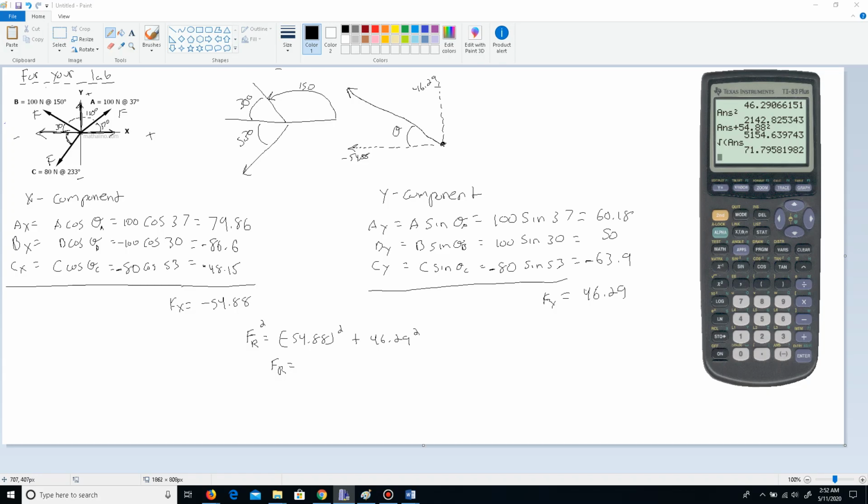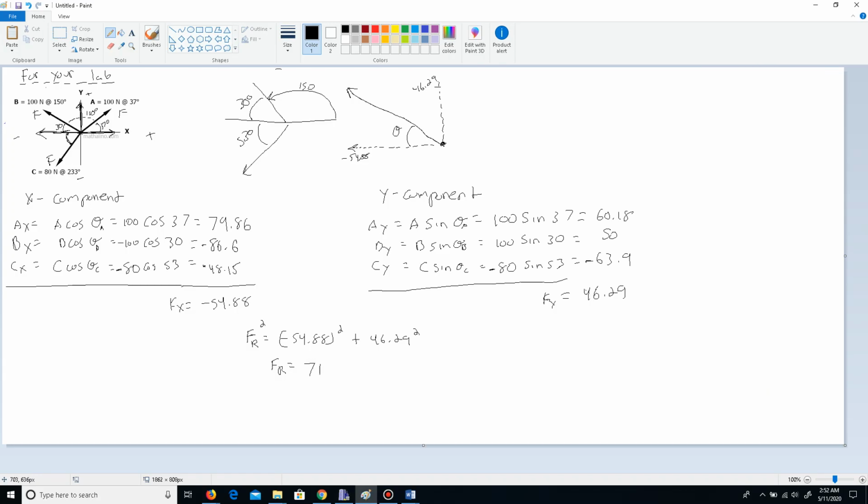.79, so 71.8 newtons. Okay, it's newtons because all of these numbers are going to be newtons because we're dealing with forces at this point. Now, like I said, every vector you want to find your angle. It doesn't matter if I ask for it or not. I want it. So we're going to find it by inverse tangent of y over x. So in this case, it'd be Fy over Fx.